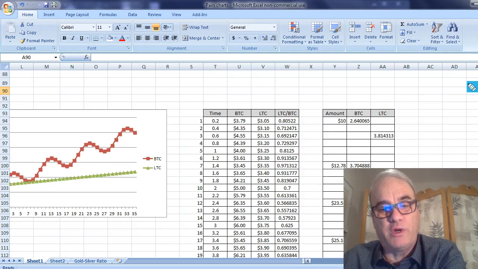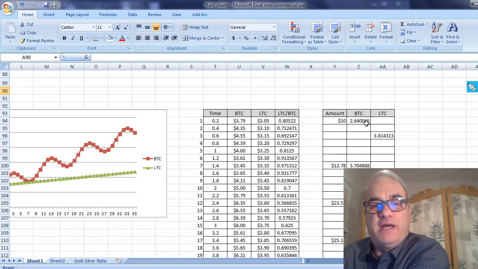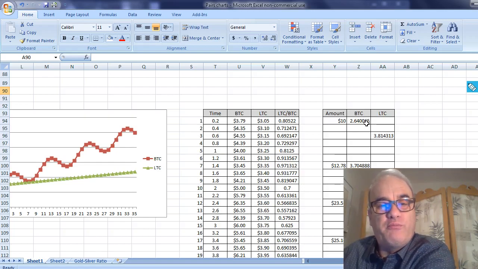I buy as much Bitcoin as I can. So right at the beginning, the price of Bitcoin is $3.79. Don't you wish? And so it would allow me to buy 2.64 Bitcoins. Okay.